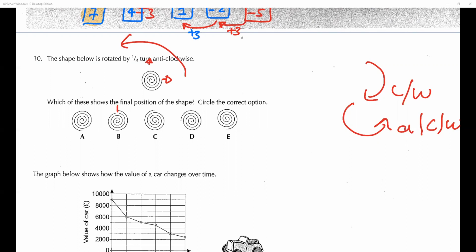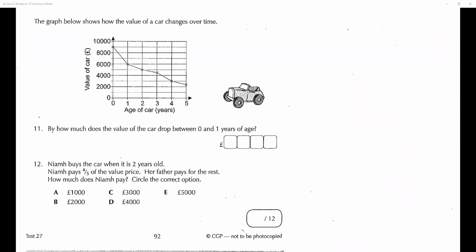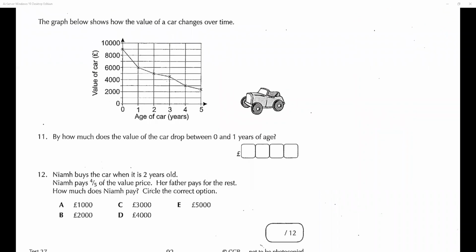B. Correct. Okay, since you're there, read number 11 as well, please. The graph below shows how the value of a car changes over time. By how much does the value of the car drop between 0 and 1 years of age? So 0 is when the car is brand new, and 1 year is obviously 1 year old. So it says by how much does the value of the car drop, in pounds.